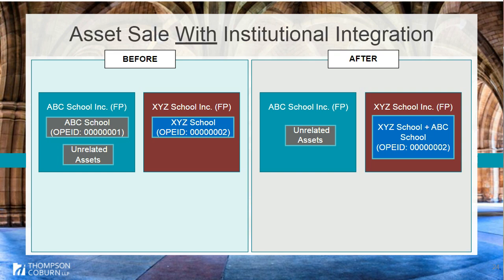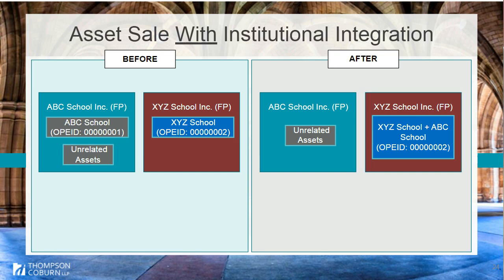We like to stay away from that word. The reason we use integration, we do that deliberately, because merger is a different kind of corporate transaction, and it confuses things. What you've got here is an acquisition of assets, but from a regulatory standpoint, the integration of two institutions, so that after the dust settles and this transaction is accomplished, you're only left with one regulated institution of higher education, XYZ School. And now what used to be ABC School is just a branch of XYZ School.